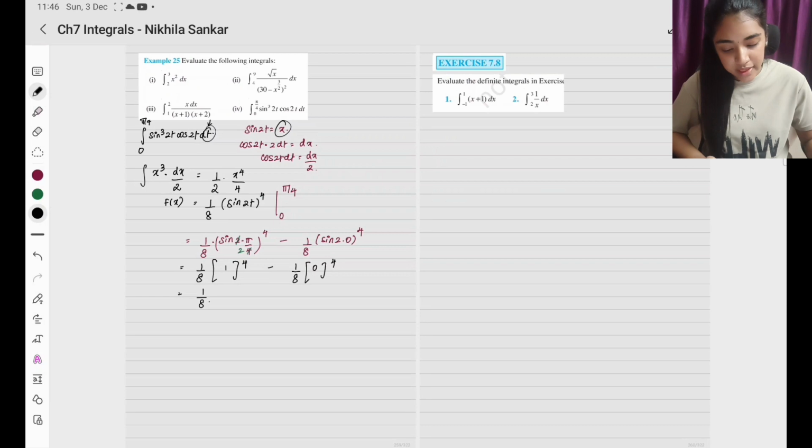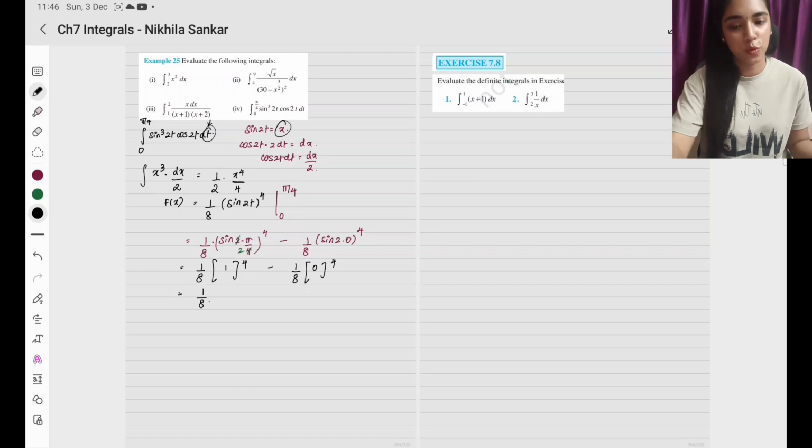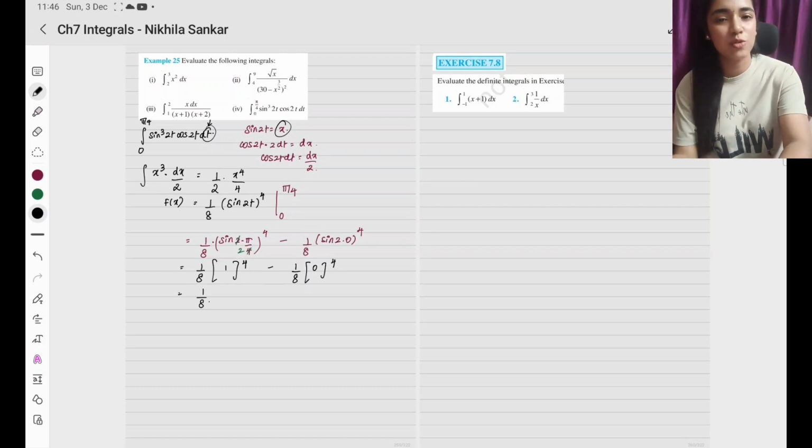Please copy. So with this we are done with the example questions. Let's move on to exercise questions. It will help you understand even more. நிறைய questions போடுங்க. Then definite integrals is very easy. It is only numbers. Okay.